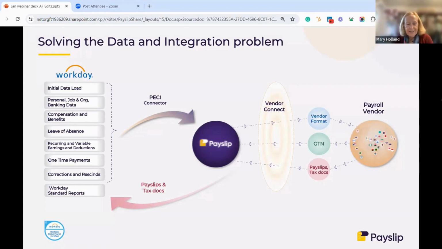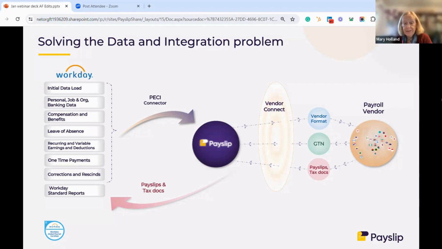So if that is something that you're using today, that can be used or brought into the Payslip system. So we can use that Workday standard report, or we can use the Peachy connector, which most companies are using, to bring the information back into Payslip. The information is then in Payslip. We have the ability to bring in other pieces from multiple sources, and then we're building that vendor connection.